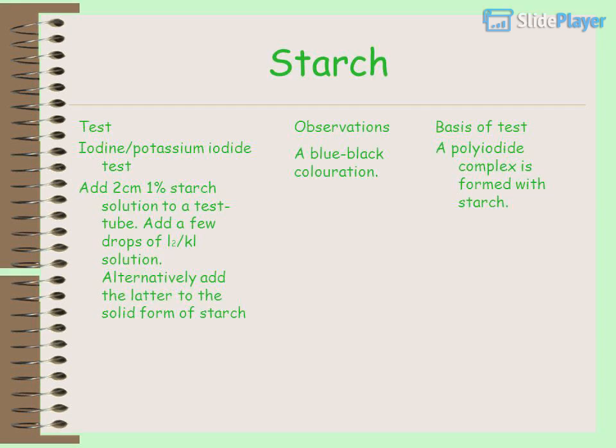Starch test, iodine/potassium iodide test. Add 2 cm³ of 1% starch solution to a test tube. Add a few drops of I2/KI solution. Alternatively, add the latter to the solid form of starch. Observations: a blue-black coloration. Basis of test: a polyiodide complex is formed with starch.